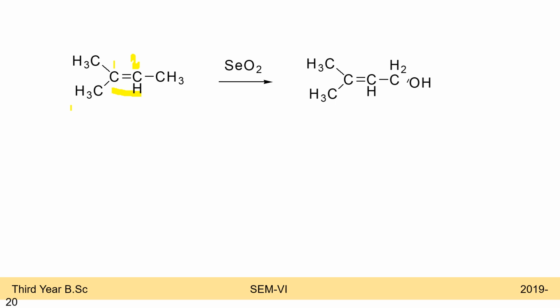So in this case, this methyl is an allylic group. This is also allylic, but we are going to oxidize only this. So this methyl group is converted into the corresponding CH2OH group. So students should remember that in case of allylic groups, only those allylic groups are oxidized into the corresponding alcohol.